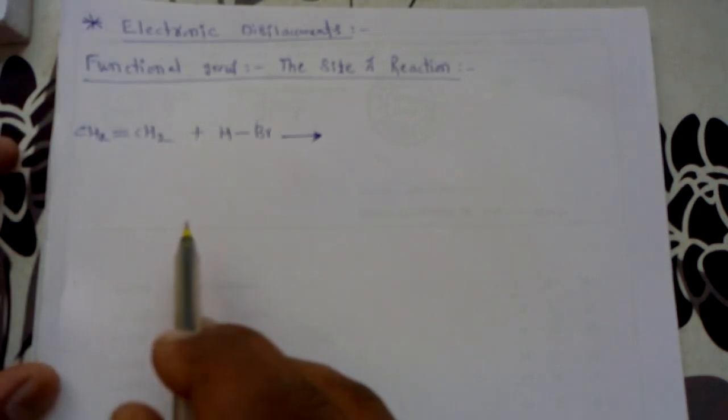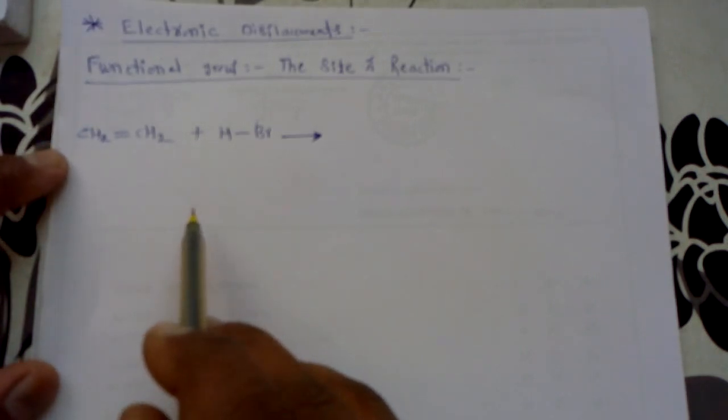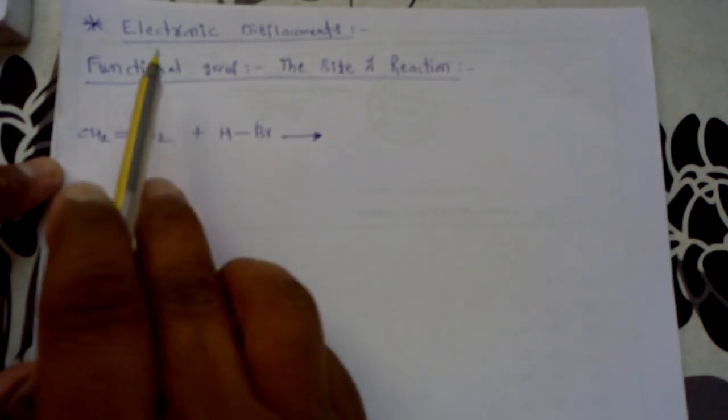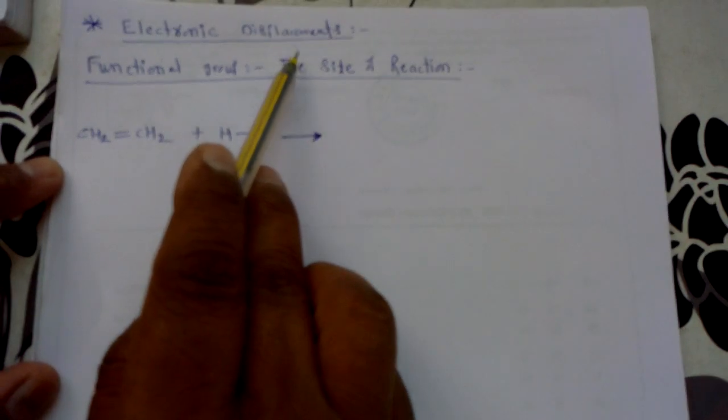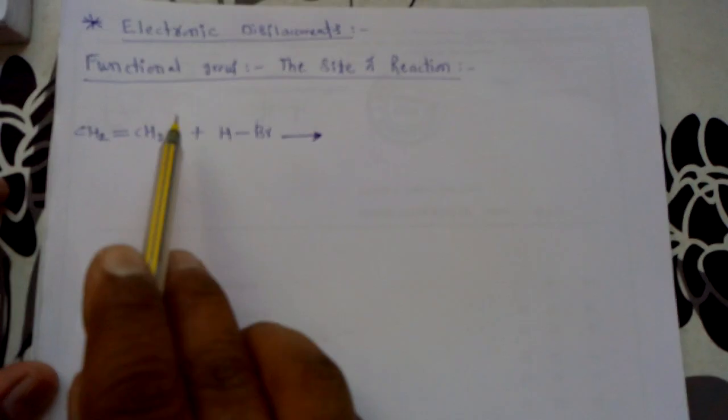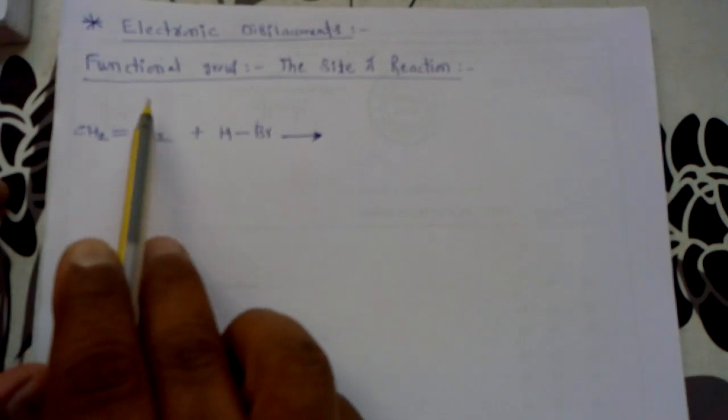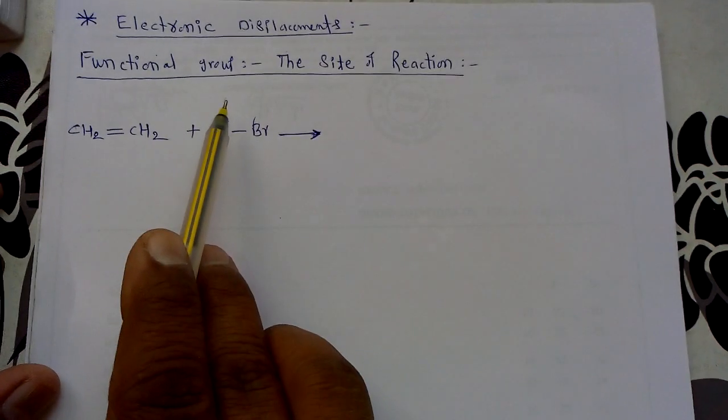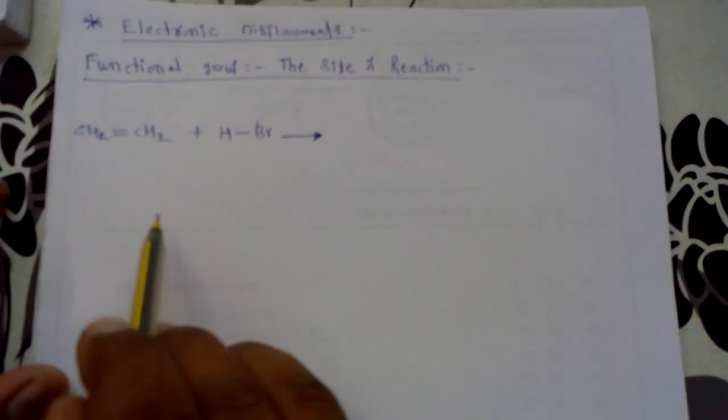Now today we are going to take the next part from the chapter, that is called electronic displacement, in which we are going to take the important concept, that is the functional group of organic molecules and the reactivity of the organic molecules.